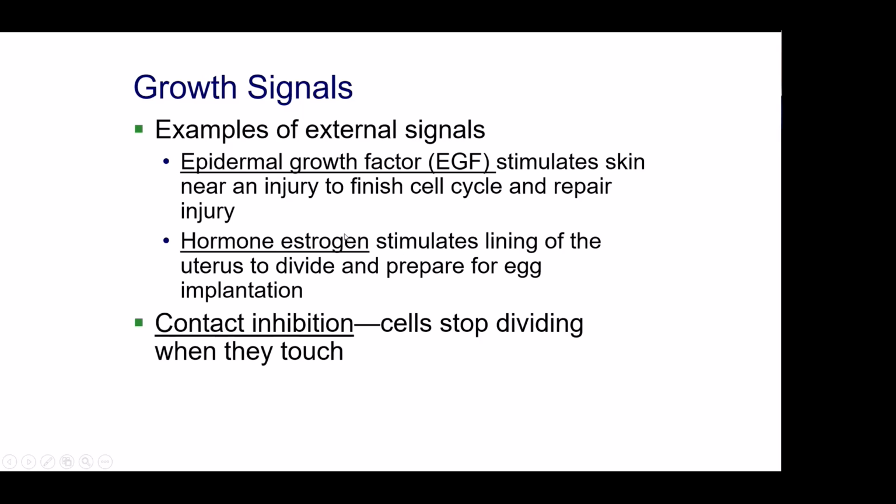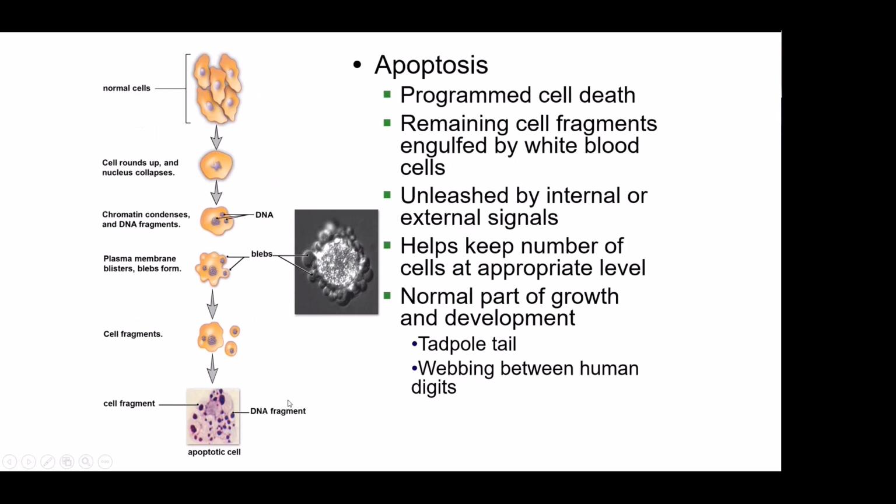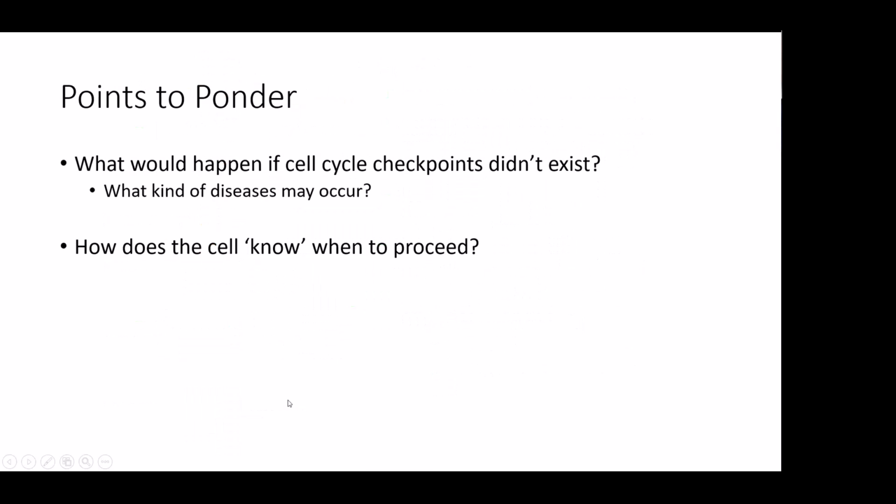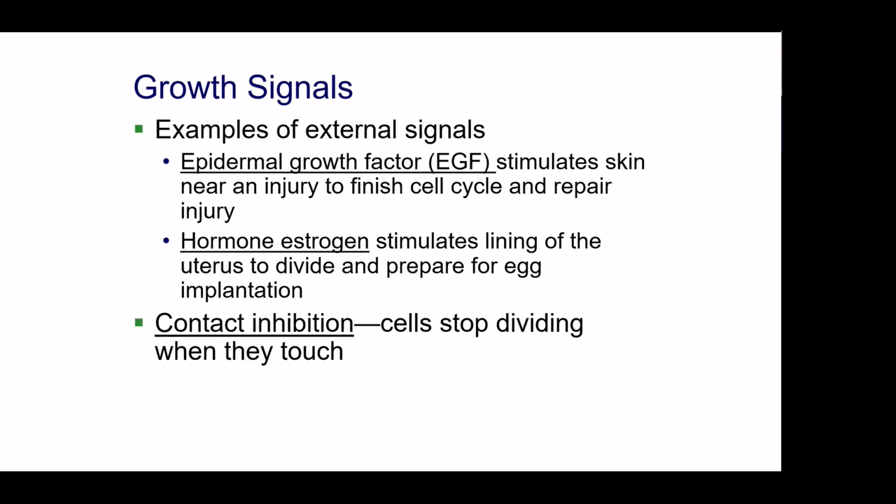Estrogen itself actually stimulates division of cells within the uterus to prepare for egg implantation as part of the cycle in the uterus. Not every signal says, hey, make more. There's also what's called contact inhibition, where essentially cells that are touching each other will not actually divide. And contact inhibition is, of course, something that happens in animals, but it also happens in plants.